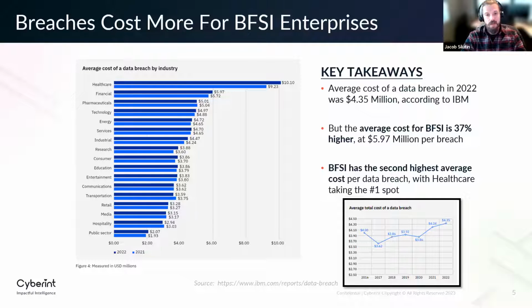By the way, the average cost for a data breach in the United States is 9.4, so almost double what it is globally. That's the average cost of a breach in the United States. However, if we look at the average cost for a breach for the, let's call it, financial sector, the average cost is 37% higher at 5.97, which is almost $6 million per breach.